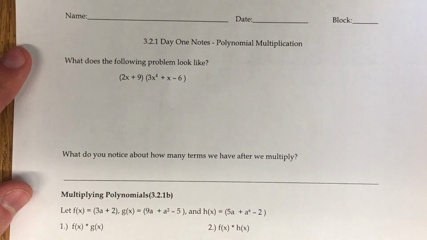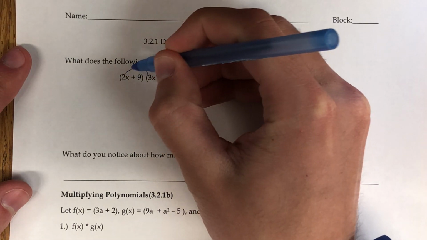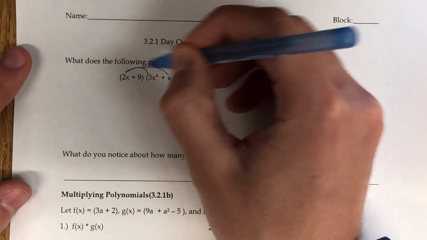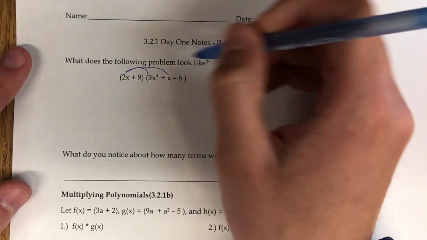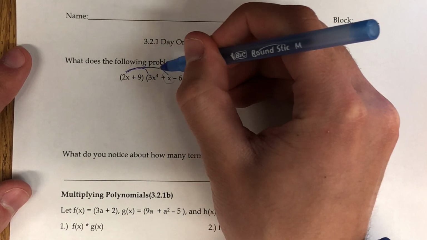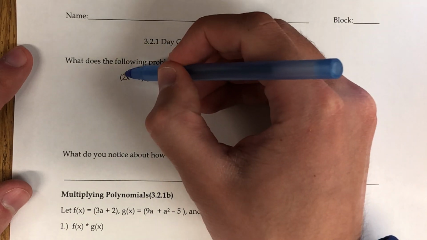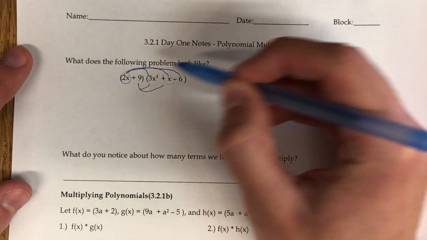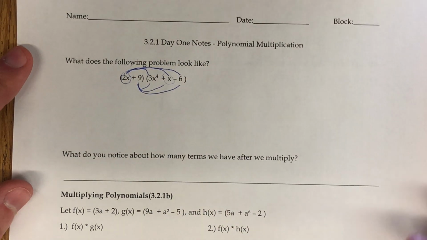What we would do in this case is, instead of just doing first, outer, inner, and last, you also have to include this third. The way I like to think about it is you take every term from the first and multiply it by every term from the second. And that's what we'll be doing today.